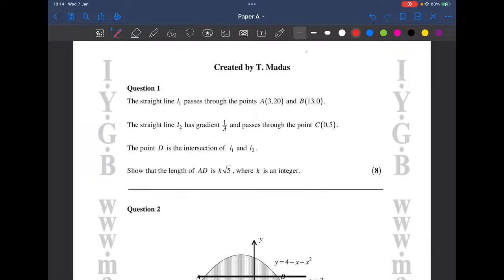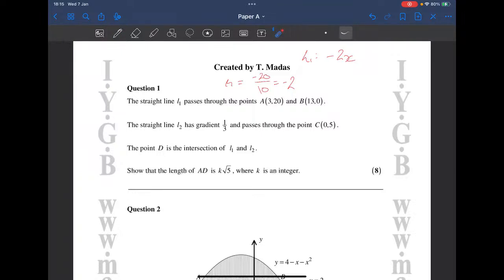So for L1, we need to work out the gradient. So thinking, what is the gradient going to be? Difference in y over difference in x. As we move along from the 3 to the 13, we've gone along 10, so it's going to be something over 10. For the y's, we can see that we've dropped from 20 down to 0, so it needs to be 0 take away 20, i.e. minus 20, to give us a gradient of minus 2. So that would be minus 2 for the gradient.